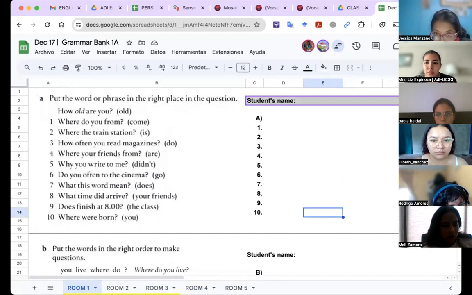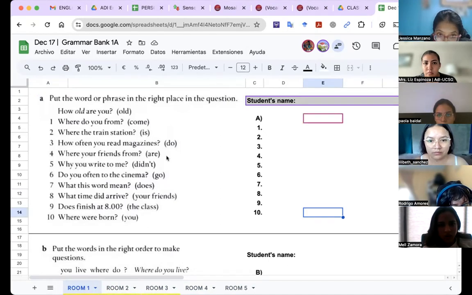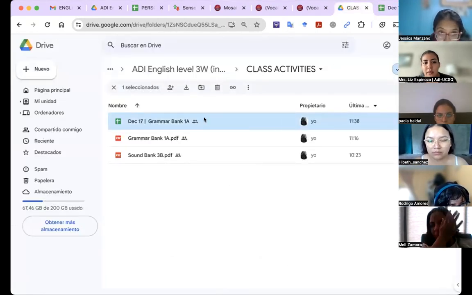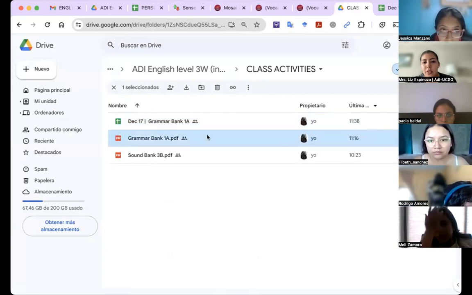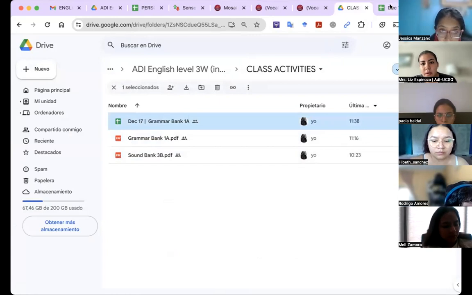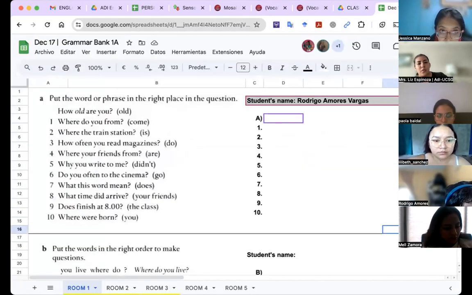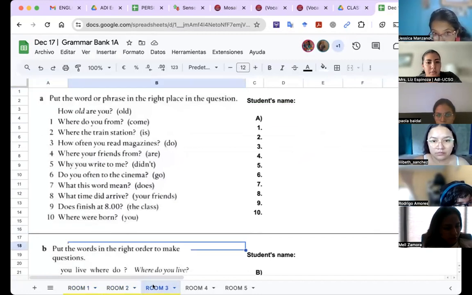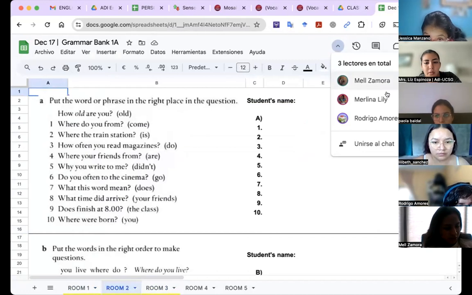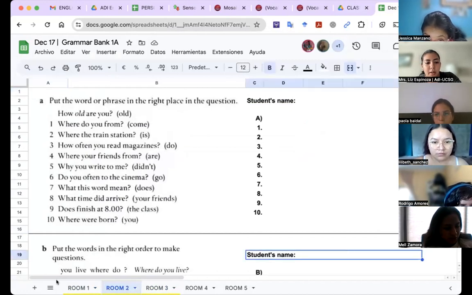Miss, Grammar Bank 1A? Yes, the Grammar document, Bank 1A. This one, Grammar Bank 1A. And the other ones are only PDF. You cannot do anything. Yes, this one. Okay, so Rodrigo, you can answer letter A. Very good. So Lilibet, write your name. Who else? Mel, you are in the document. Very good. Write your name and start working.